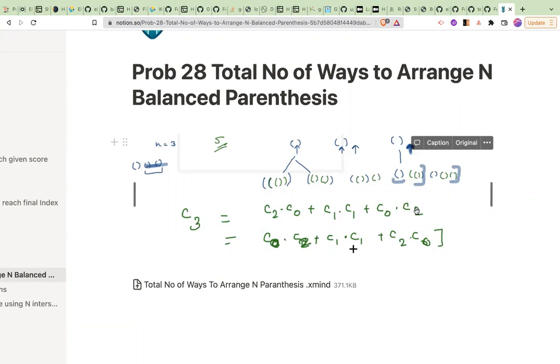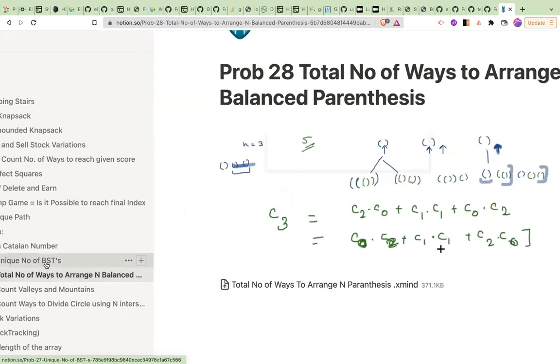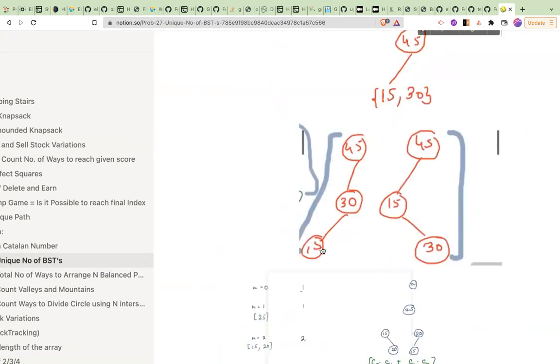But one of my questions is, why is it like C0, C1? Remember, I told you about unique BST. What did I tell you about it? You can relate the same fact.